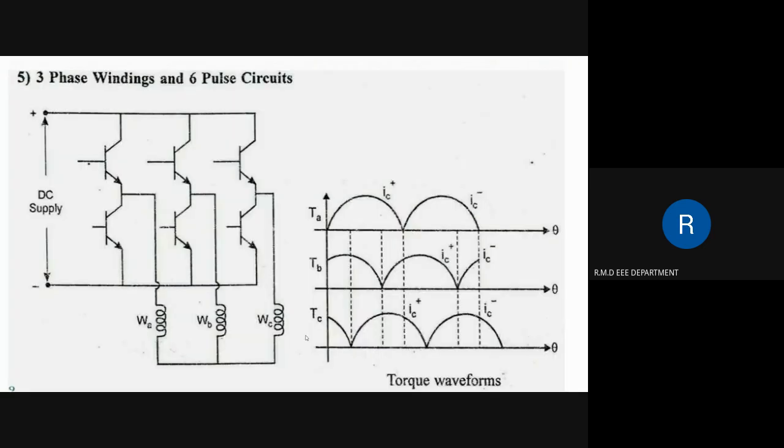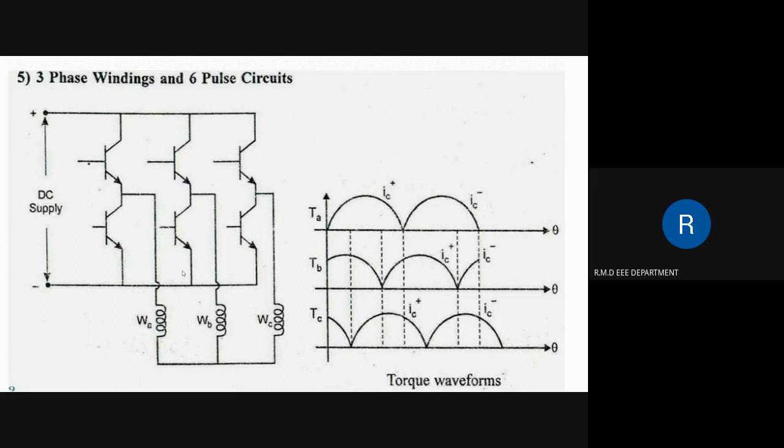Next one, three-phase 6-pulse brushless permanent magnet motor. This circuit is the most widely used circuit. It has three-phase windings, WA, WB and WC, and six switches. The stator windings can be either star connected or delta connected. It requires 6 position sensors, and usually 120-degree or 180-degree conduction is adopted here. This circuit produces unidirectional torque in all the three-phase winding excitation.